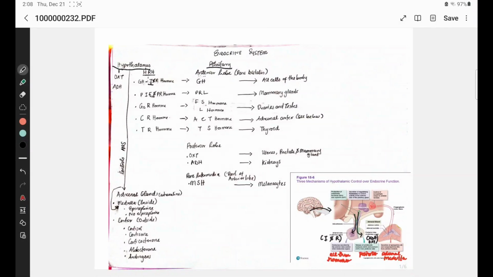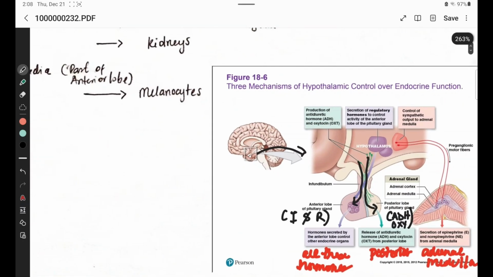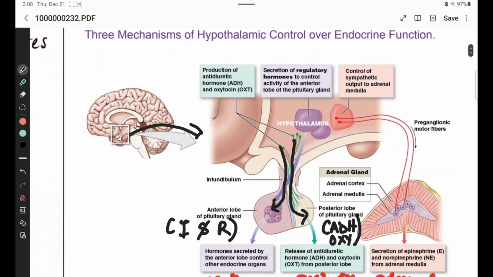Here, and we're in the second part of our endocrine system video series. In the previous video, I gave an overview of the structure of the hypothalamus and the pituitary gland and what they do.